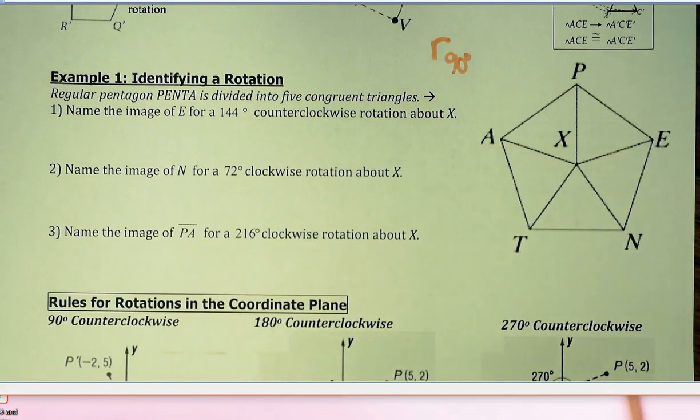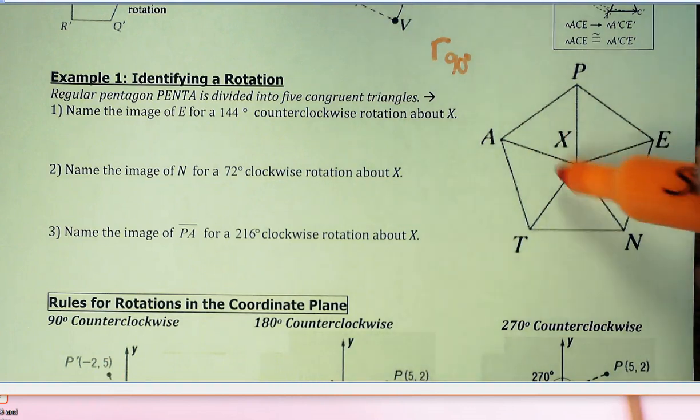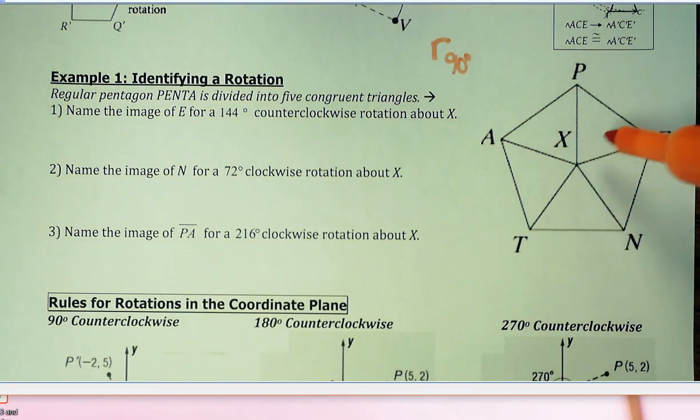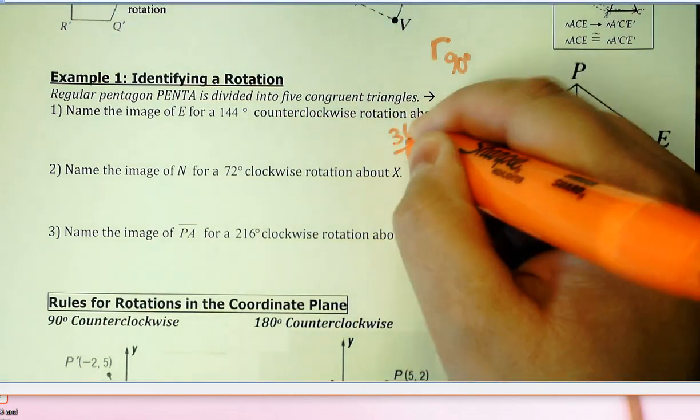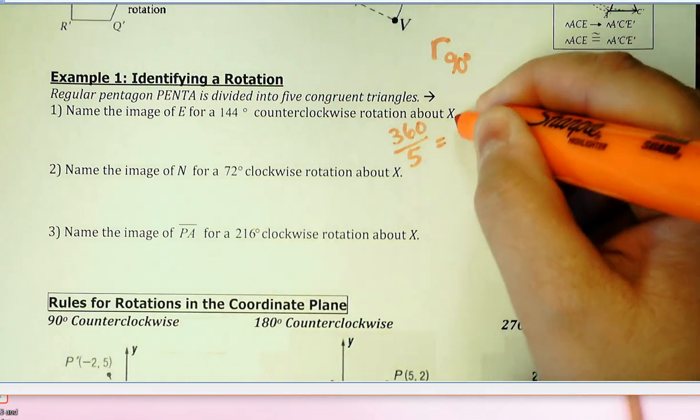Okay, now a regular pentagon is what I have here, and we're going to rotate this always about the center when we do these questions. So it says name the image. Remember, the pre-image is what you start with. So name the image of E for a 144 degree counterclockwise rotation. Okay, first thing we're going to do really quick. If you remember going around in a circle to get these central angles, we're going to take 360 divided by the number of sides. Since I have a pentagon, that's 5.